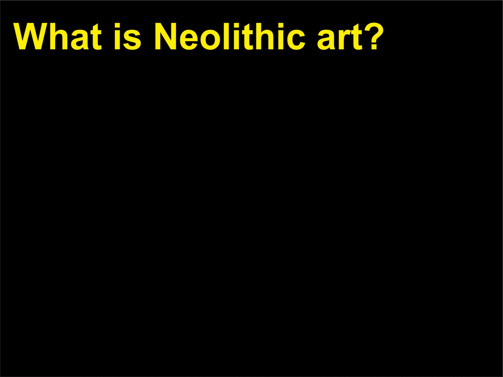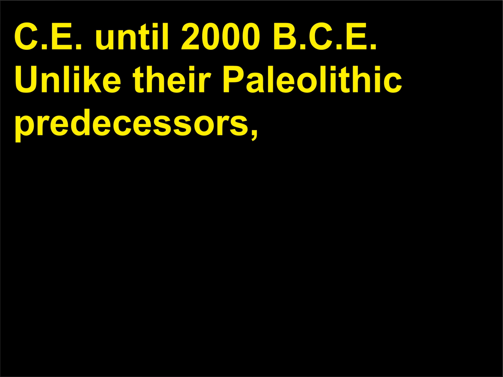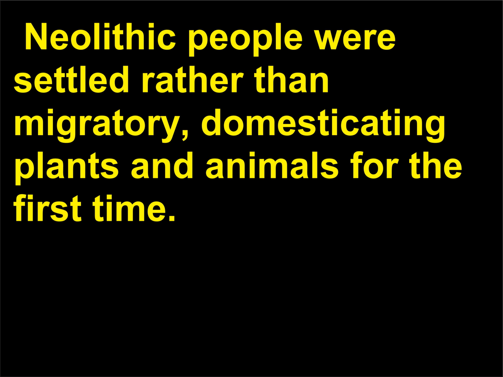What is Neolithic art? The Neolithic period is the New Stone Age, which lasted from approximately 6000 BCE until 2000 BCE. Unlike their Paleolithic predecessors, Neolithic people were settled rather than migratory, domesticating plants and animals for the first time.